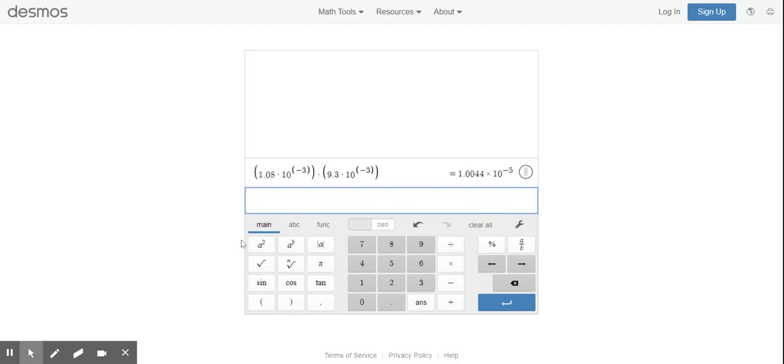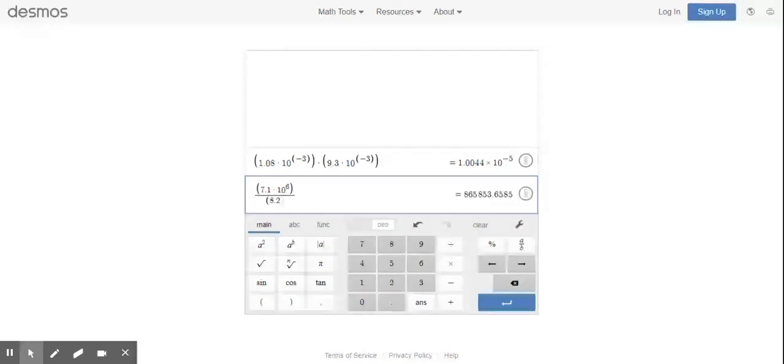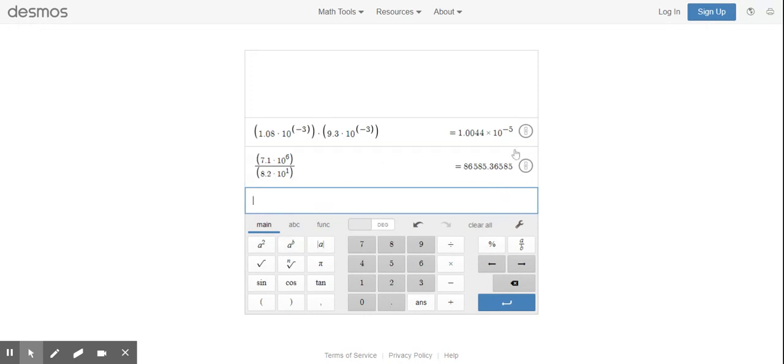Let's say we're doing a division problem. Again, I'm going to start with the parentheses. 7.1 times 10 raised to the 6th power. Since it's positive, I'm not going to put it in parentheses because I don't need the negative inside of there. In my parentheses, divided by, and it puts it over it for me here. It's kind of a good visual for some of you all. Whoops, forgot my parentheses there. 8.2 times 10 raised to the 1st power in my parentheses. Enter. It's going to give me this long answer.